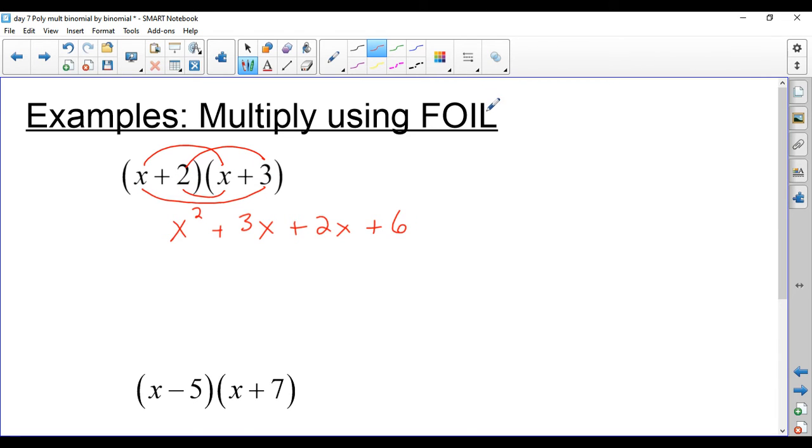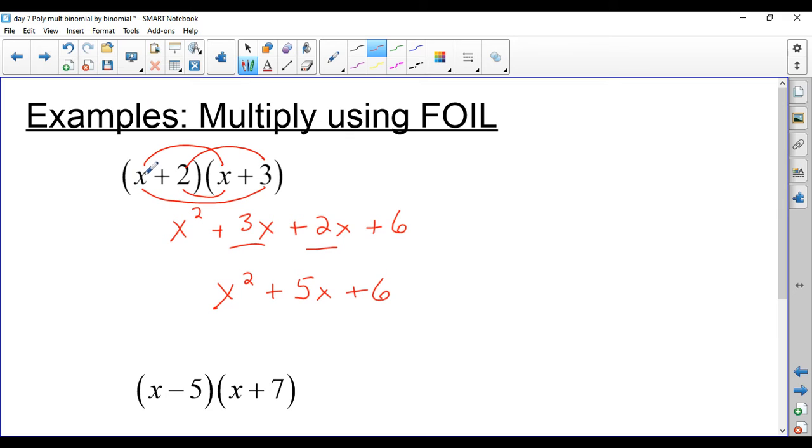And when I use FOIL, I'm always going to get 4 terms to start, but then I want to check and see if there are any that are like terms that can be combined. Our final answer needs to have those terms combined. Here I have a 3x and a 2x. I can add those together to get 5x. My final answer is x squared plus 5x plus 6.